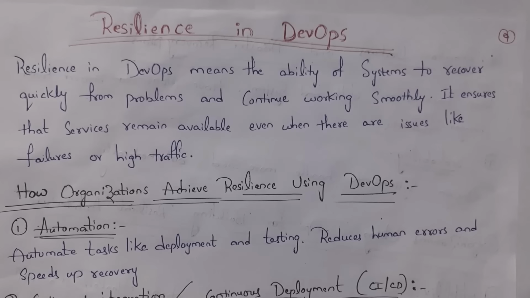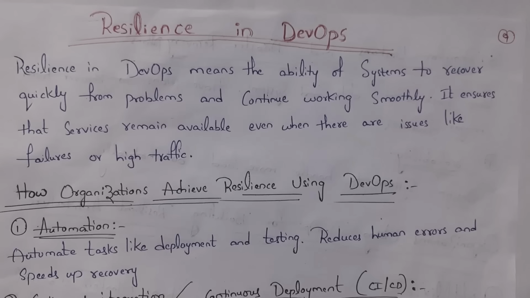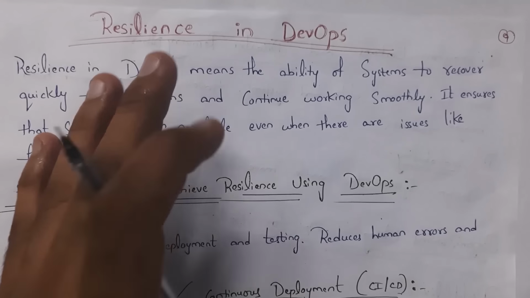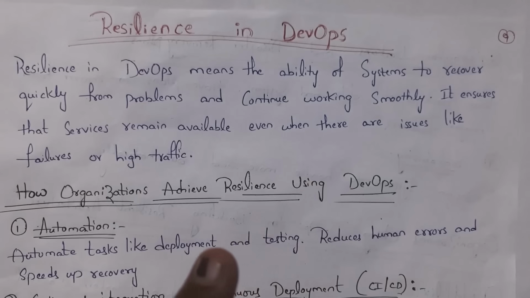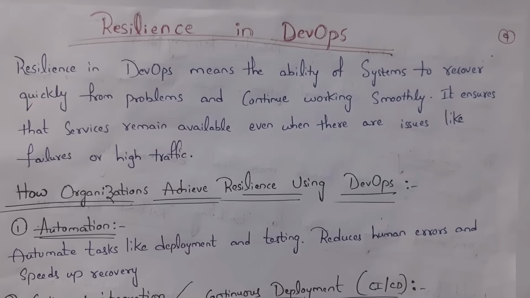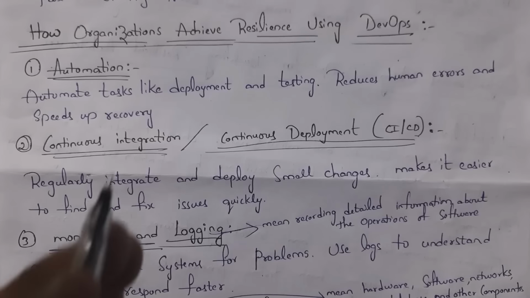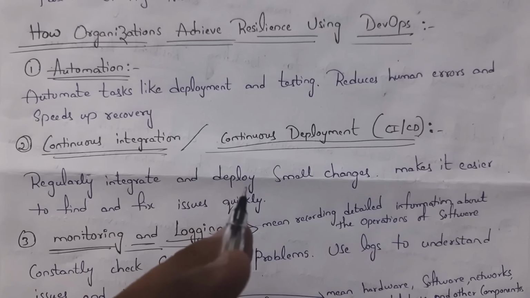Mostly the Amazon website doesn't get any kind of problem. Even if the Amazon website gets any kind of problem, it can recover very quickly within a short period of time. This is because by following DevOps, Amazon achieved resilience. Another example is Google. Whenever you open Google Search as well as Gmail, they will be available to you. This is because Google achieved resilience by using DevOps. How do organizations achieve resilience using DevOps?